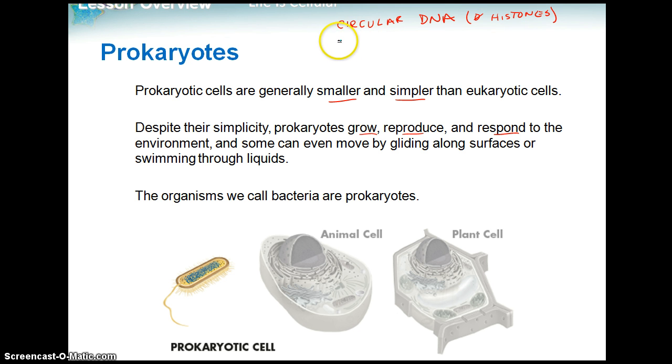The ribosomes, prokaryotes will have ribosomes, but the ribosomes are extremely simple. Ribosomes are small and simple. All right, and other than the ribosomes, there are no organelles.